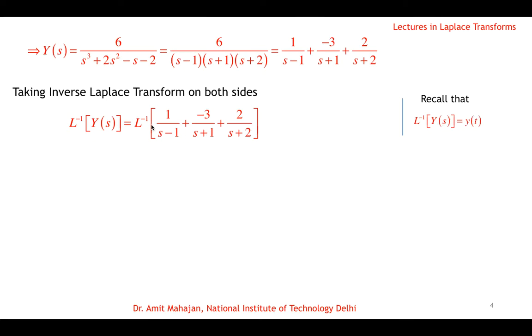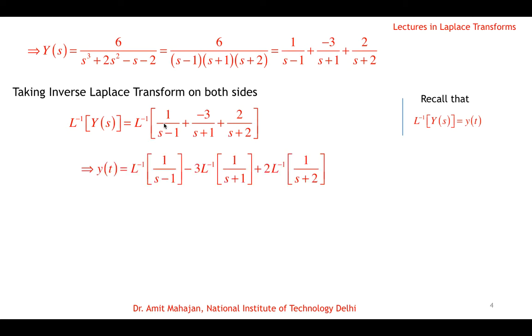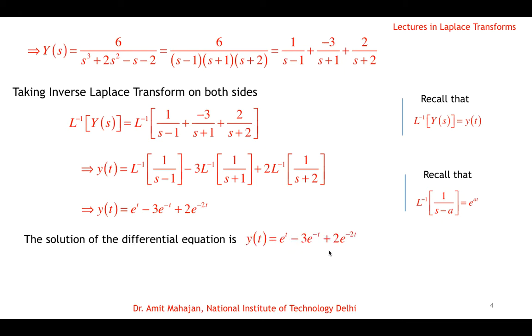And on the right hand side we can use linearity, so Laplace inverse of a sum will be the sum of Laplace inverses. So we can separate them using the linearity property: Laplace inverse of the first plus Laplace inverse of the second plus Laplace inverse of the third. And we know the property that Laplace inverse of 1 over s minus a is e to the power at. So we can utilize it here, because all functions here are of this form with different constants a. So the first Laplace inverse will be e^t, the second will give e^(-t), and the third will give e^(-2t). So y(t) is equal to this function, and this is the solution of our first differential equation.